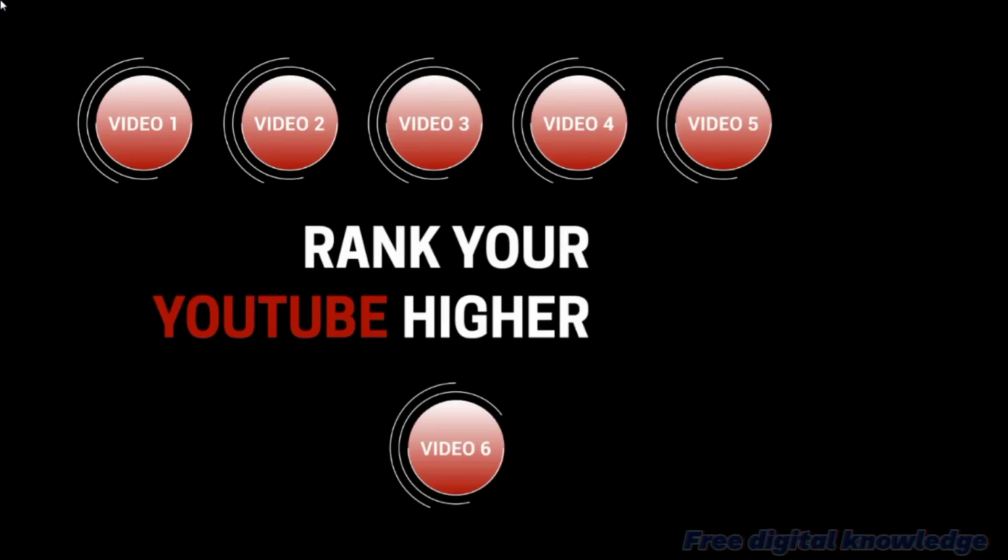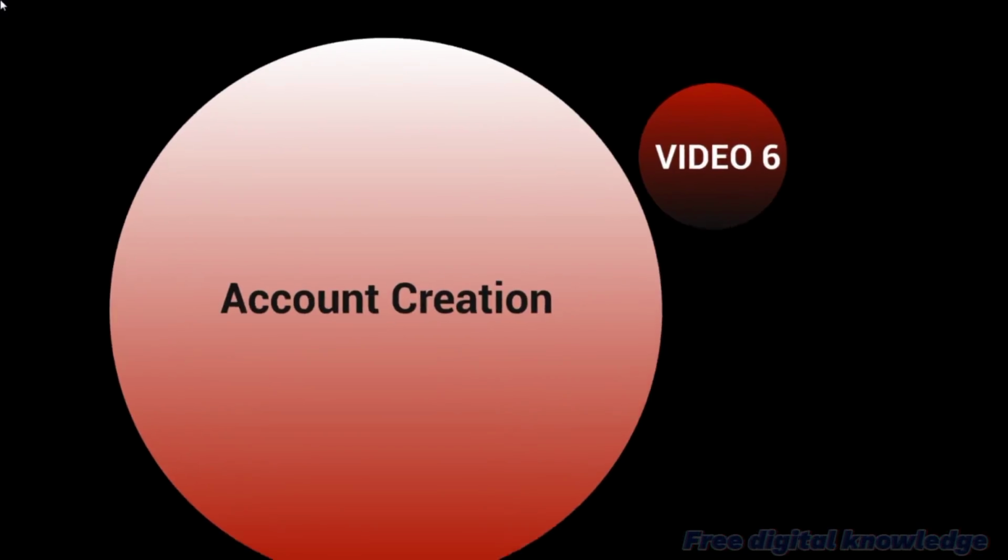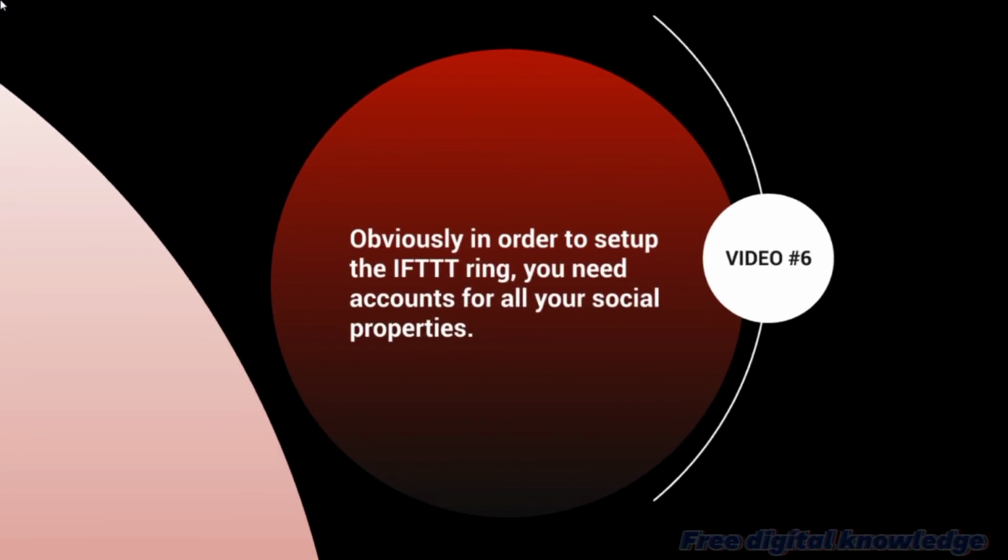Hello and welcome to video number 6, and we're going to talk about account creation. Okay, so obviously in order to set up the IFTTT ring, you need to have accounts for all of your branded social properties. So in other words, you need to have the username and password for Facebook, for Twitter, for all the other social media properties. Now, obviously, if you already have some, then great. You don't have to create those. But for the ones that you do not have, you want to be able to create those.